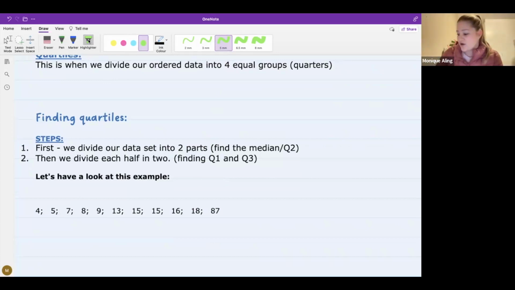So when we are finding quartiles, the first step is we divide our data set into 2 parts. So generally, we're going to look for the median or quartile 2 first. Then we split up our data into 2 equal parts. After that, we take the first half, we divide that again into 2 equal parts. We take the second half, and we divide that half into 2 equal parts, which will give us 4 quarters. Okay, so first we divide our data set into 2 parts, then we divide each half in 2.